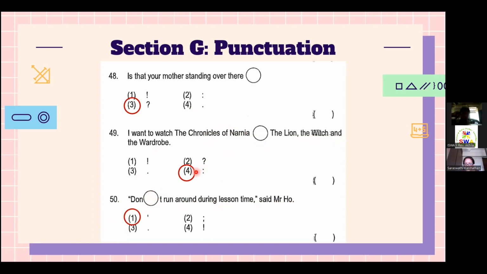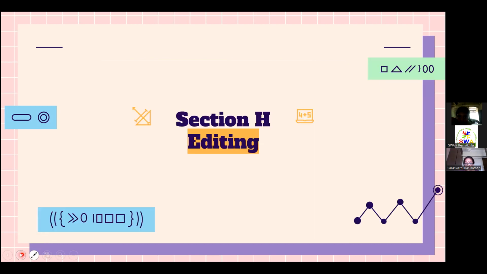Okay. So just now one of your friends asked me about this, right? Semicolon. If you notice this sentence again, the Chronicles of Narnia, semicolon, the main idea, and this is all the ideas that follow after it. I will definitely let your teacher know, and next week maybe give you more examples. All right. Okay. Now, next part of this question is editing.